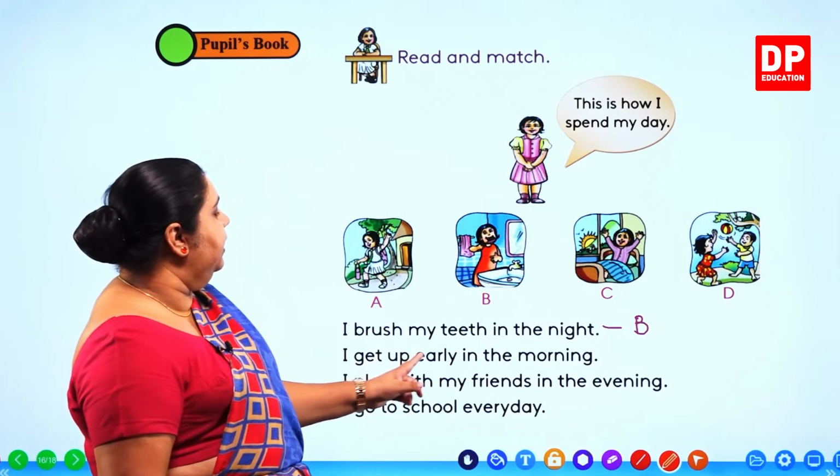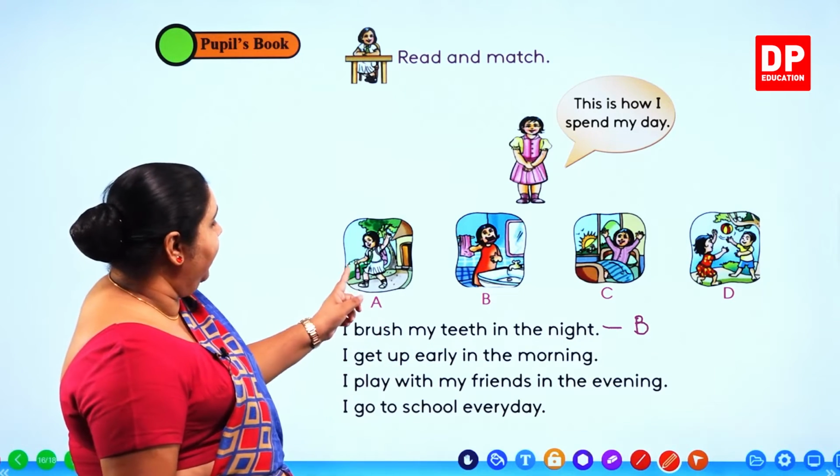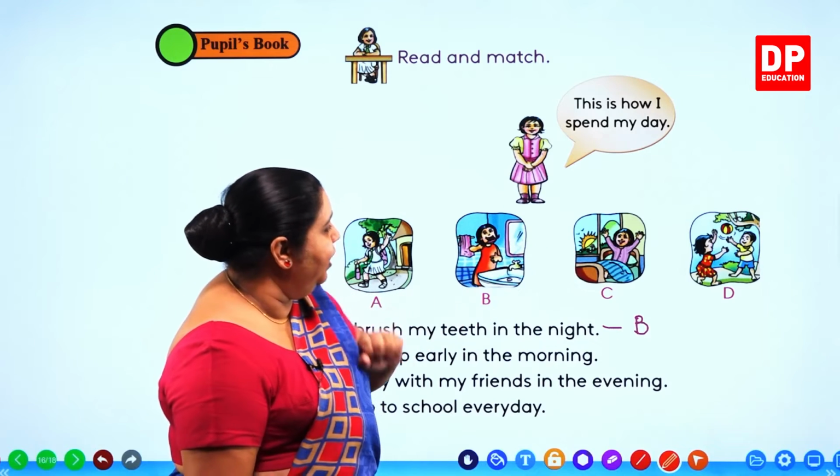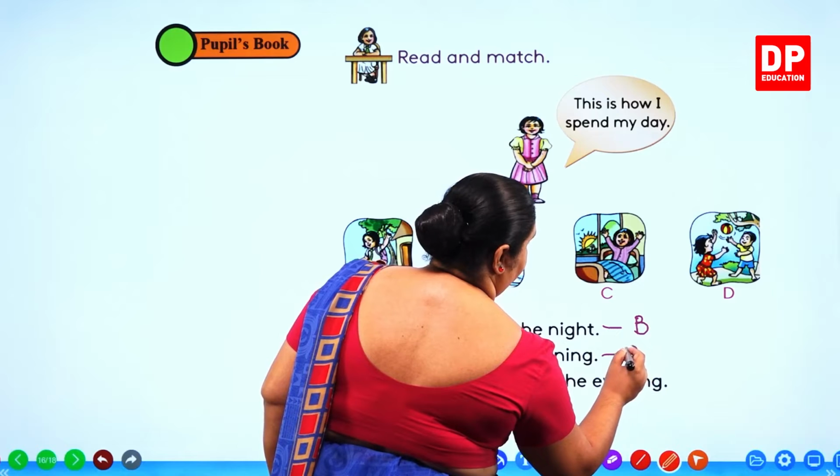I get up early in the morning. What is the picture? Can you see? There you go. Picture C. I get up early in the morning. Picture C.